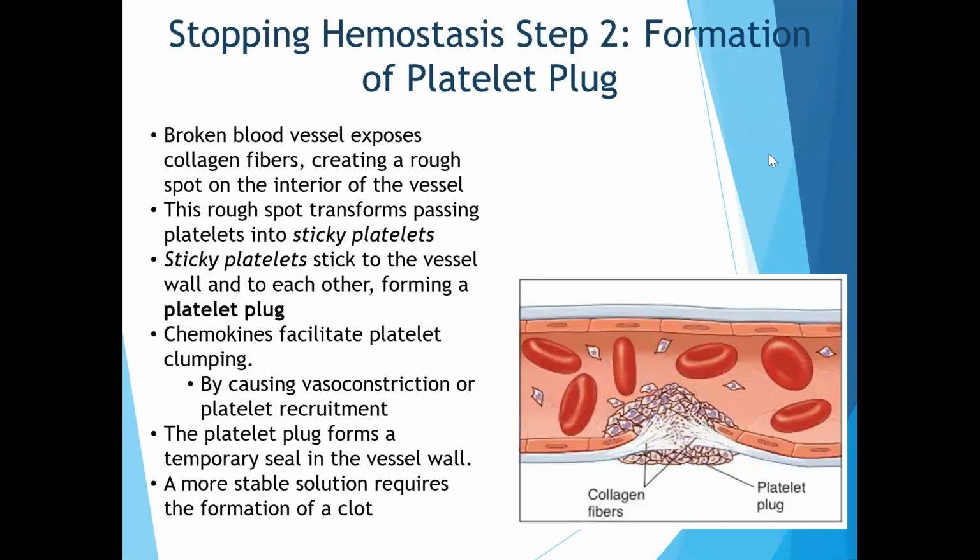All right, step 2 is what's known as the formation of a platelet plug. So as we said, our thrombocytes or our platelets, their main job is to stop bleeding. So that broken blood vessel will expose these collagen fibers that are kind of on the wall of the vessel, and this creates a little bit of a rough spot for our platelets to stick to.